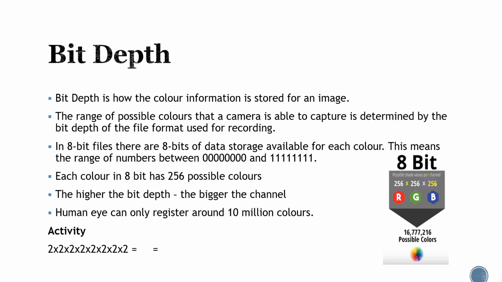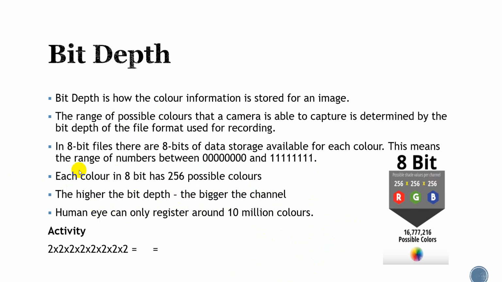Okay, so we've looked at bit depth and what that means already, but by way of a bit of a recap, bit depth is how much color information is stored for an image. We looked at this in lesson 4, but here you go again. I'm just recovering it for you. The information's on the screen. So basically, the higher the bit depth, the bigger the channel.